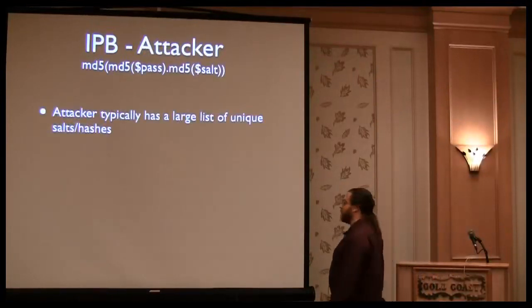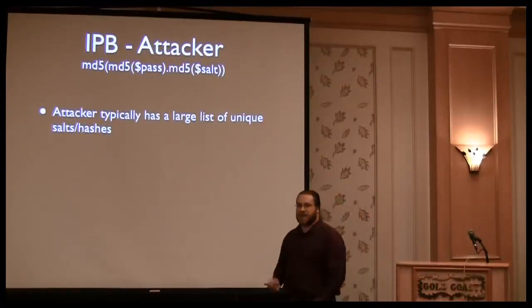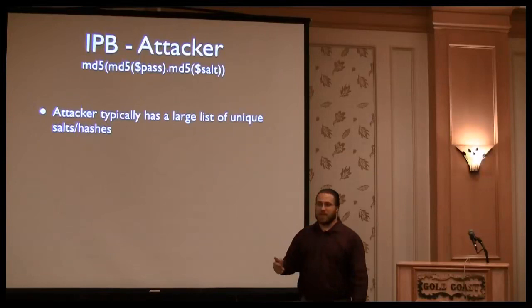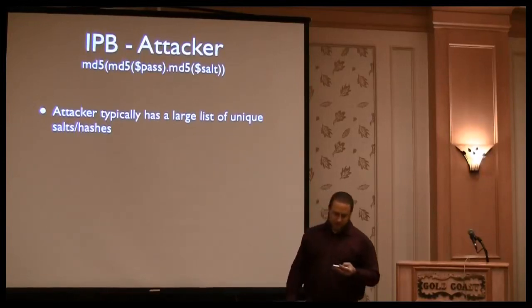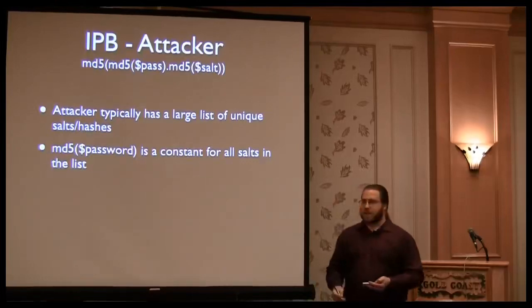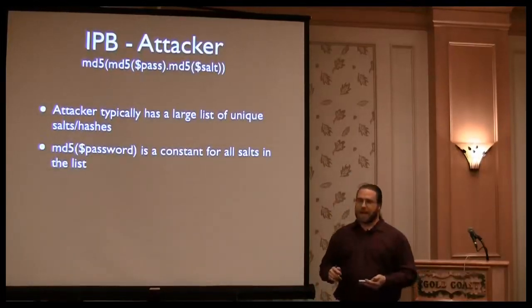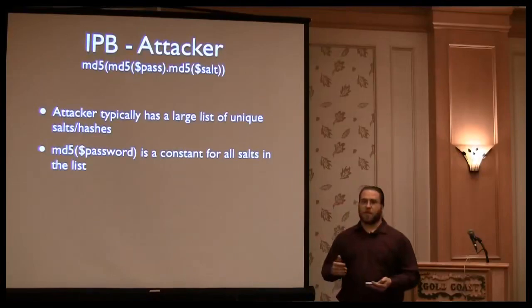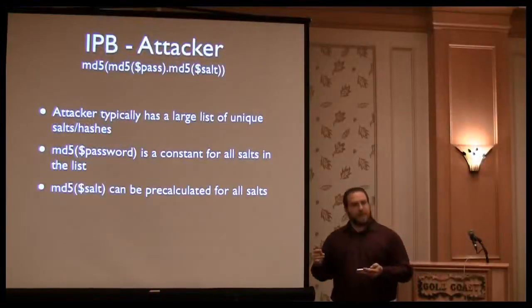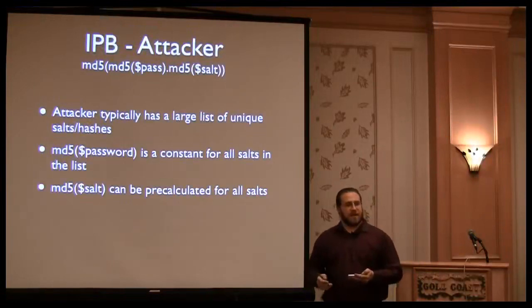They typically have a large list of unique salts and hashes. Very rarely do you go, man, we hacked the forum and we got one hash out of it. It's usually hundreds of thousands or millions or some very large number. Another thing, and this is one of the big weaknesses, the MD5 of the password is constant for all of the unique salts. And then the MD5 of the salt is constant.